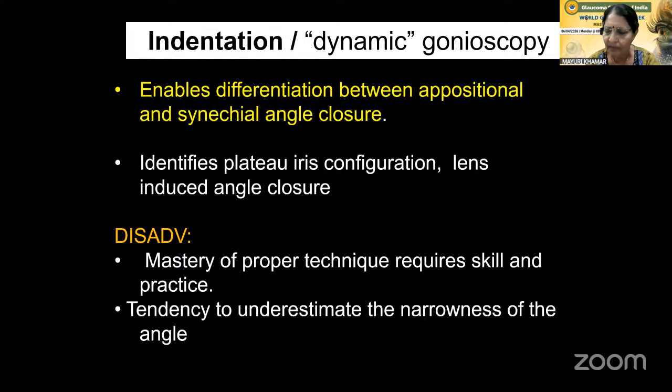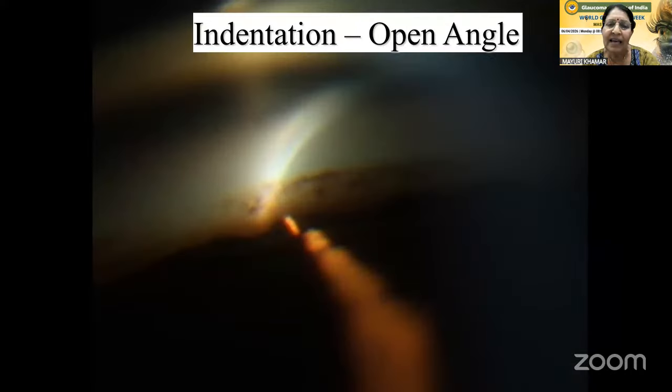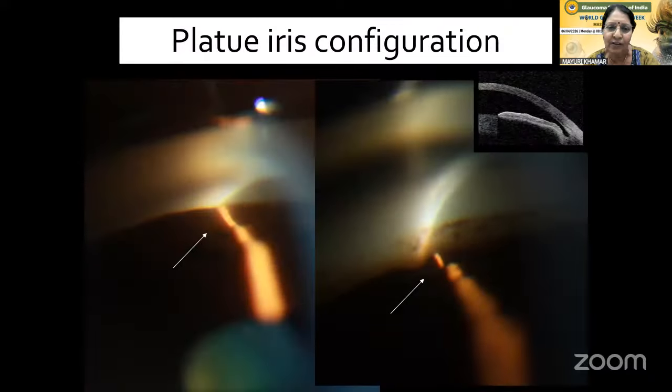Now, this is an example of indentation gonioscopy. The angle was 0, but it opens up on indentation. Here you can beautifully see the double hump sign of the plateau iris configuration. Another example to show you how on indentation you can open up the angle if it is appositional closure.